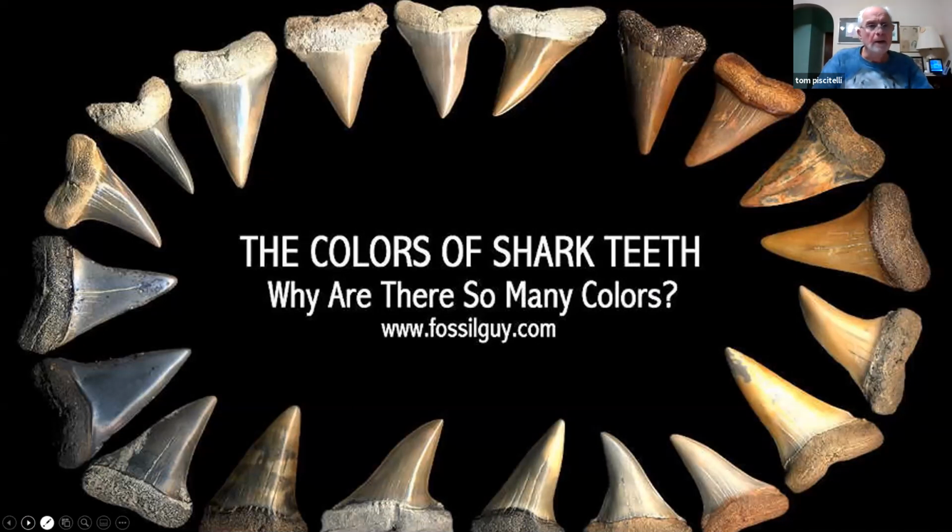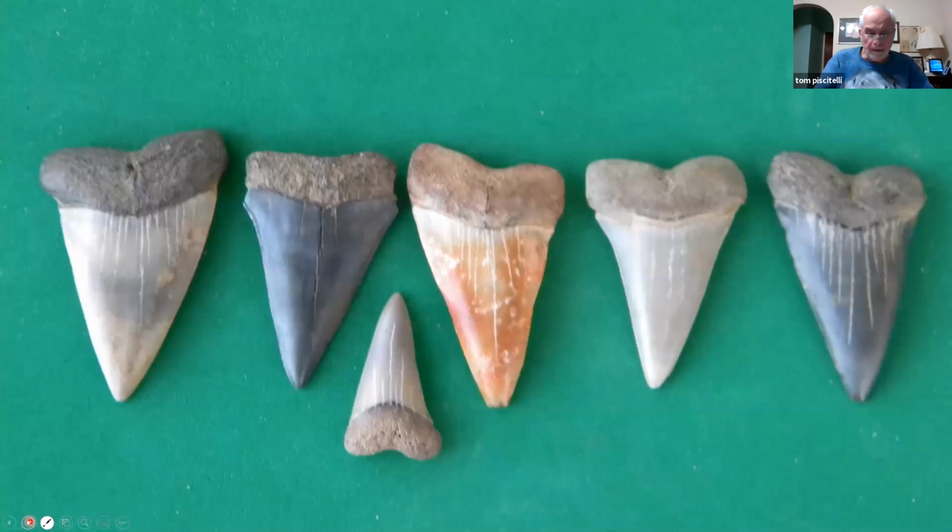Iron in the sediment changes the color to a reddish or brown shade. Phosphate will result in black or blue colorization. Some of the teeth shown above have a mix of colors. Next, please. This grouping of teeth shows the variety of colors in shark teeth of the same species and the same time period. And you can see the variety of colors in these teeth. Next, please.